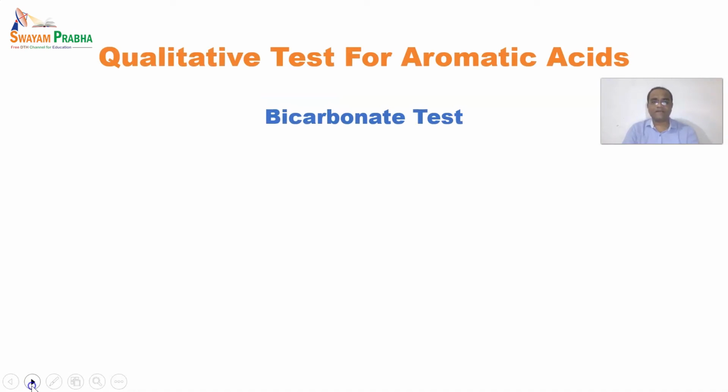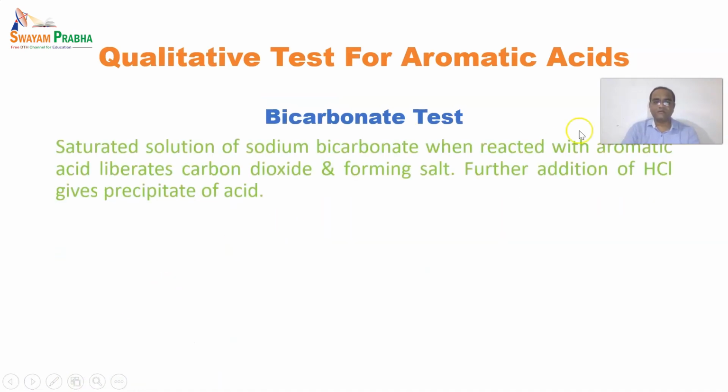Second test, that is the bicarbonate test. A saturated solution of sodium bicarbonate, when reacted with an aromatic acid, liberates carbon dioxide, forming a salt. Further addition of HCl gives a precipitate of the acid. So at the first instant, the observer sees that carbon dioxide has been evolved. Only when it is an acid is carbon dioxide evolved.